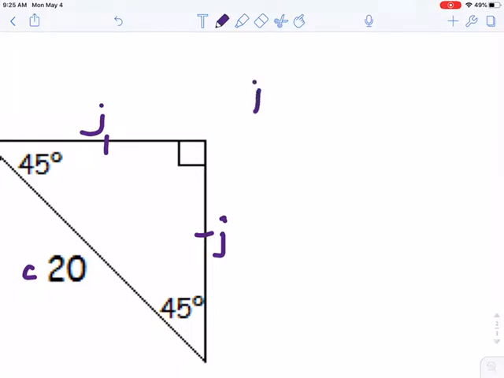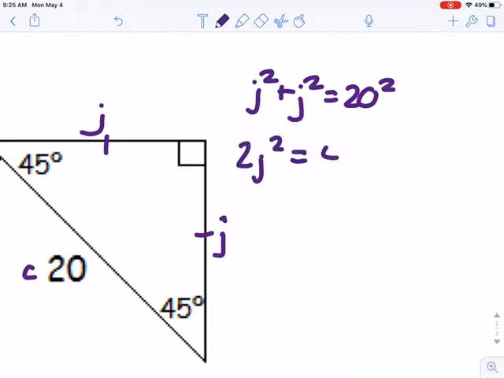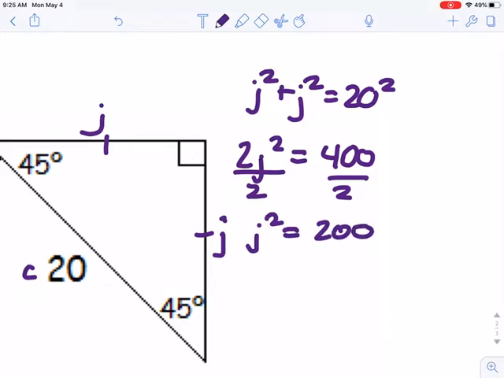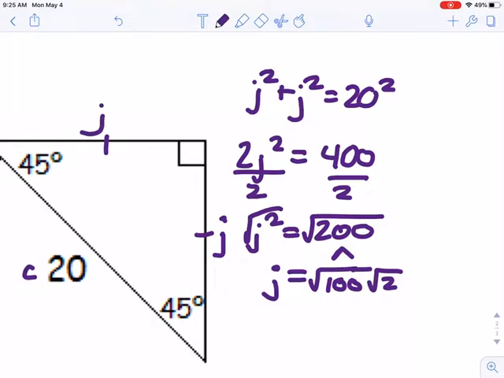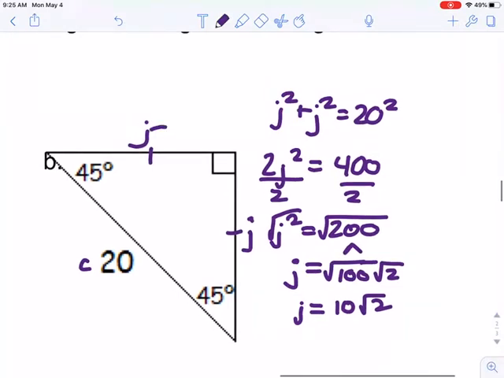All right, so J squared plus J squared equals 20 squared. So we get 2J squared equals 400. Ooh, we got an even number this time, so when we divide by 2, we won't be left with any silly fraction. So J squared equals 200. Take the square root of both sides. I won't have to rationalize the denominator or anything. What's the largest square factor of 200? 100. So J equals 10 radical 2.